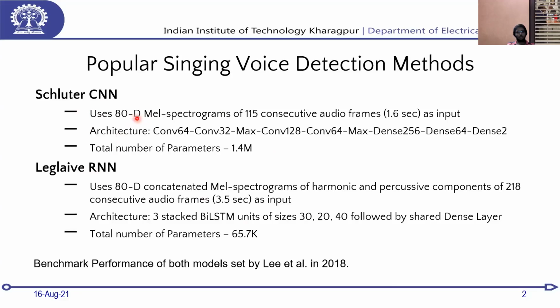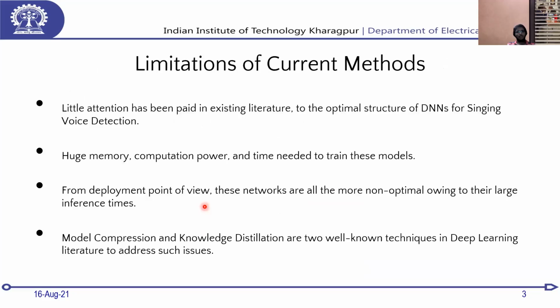Both of these models use low-level audio features like mel spectrograms of a certain number of consecutive audio frames. Their architectures are briefly defined here. Both these models were benchmarked under a common protocol by Lee et al. in 2018. They have certain limitations: because of the high parameter count, they have high inference and training times, as well as requiring huge memory and computation power. As such, they are not so practical from a deployment point of view.